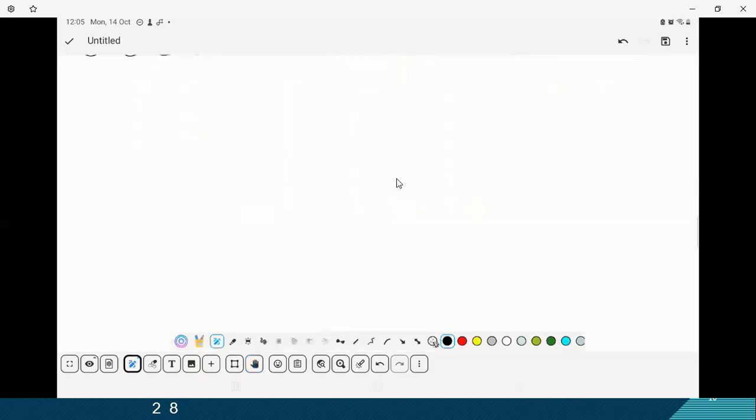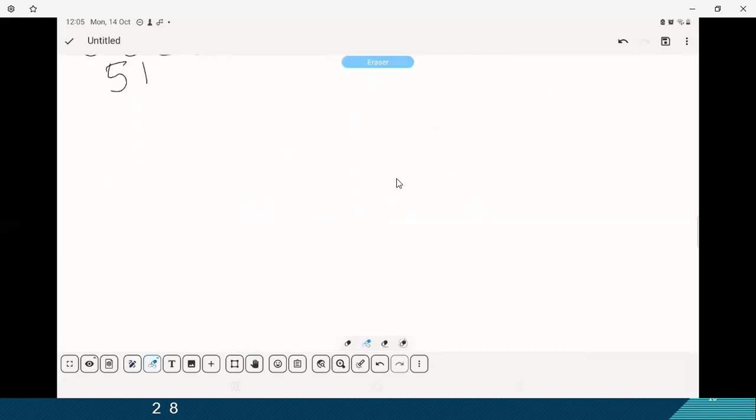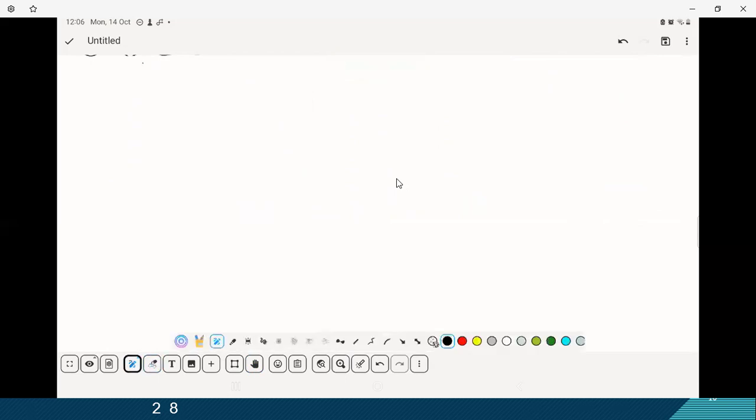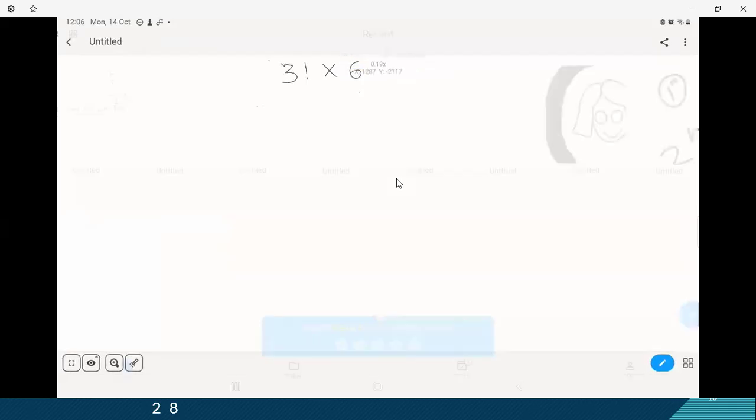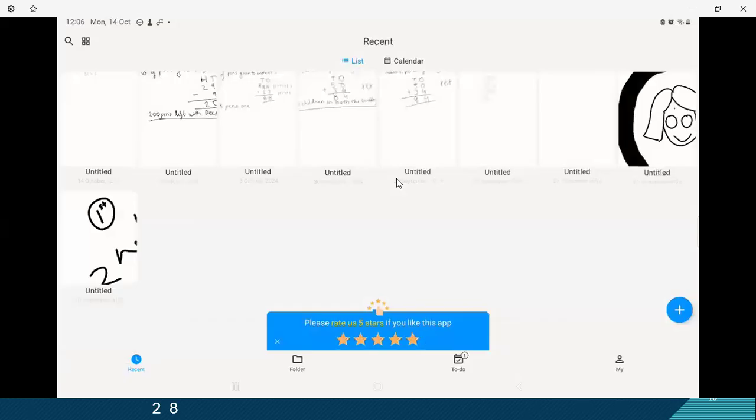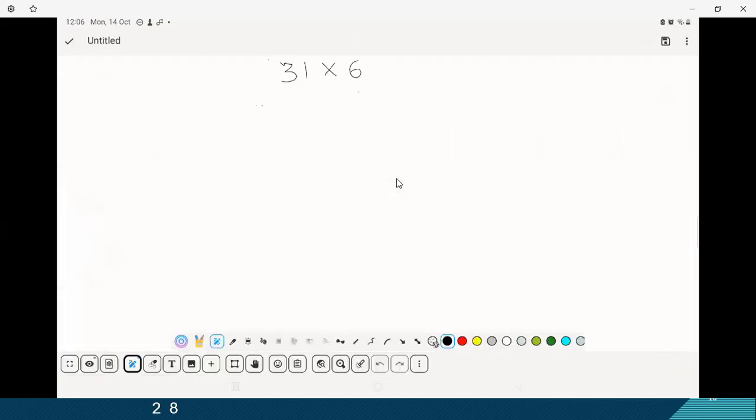Suppose we need to multiply a smaller number at first. That is 31 multiplied by 6. This is the horizontal way of writing. So we have to write the number in TO pattern. That will be the T and O. That is 31 with the multiplication sign of 6.